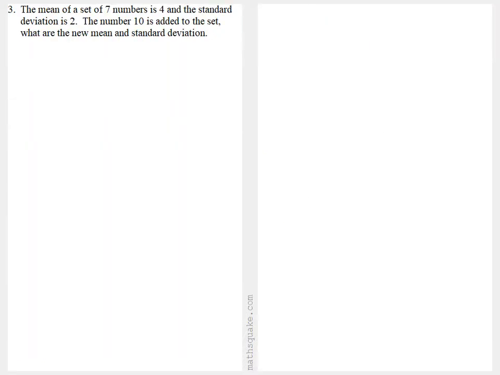Now in question 3, we're told that the mean of a set of 7 numbers is 4, and the standard deviation is 2. The number 10 is added to the set. What are the new mean and standard deviation? Well, first of all, we've got n is equal to 7, x bar, that's the mean, is equal to 4, and the standard deviation is 2.